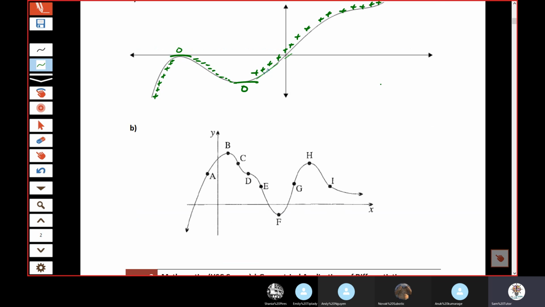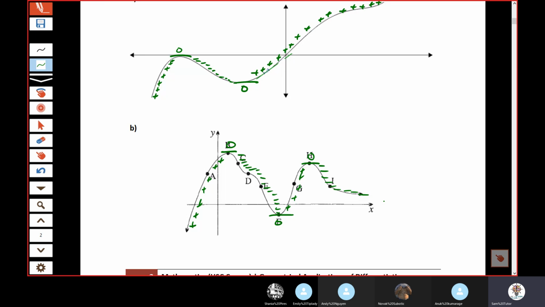Nice and easy. B, and we go again. Plus, plus, plus, plus, plus, plus, plus, 0, 0, negative, negative, negative, negative, negative, negative, negative, negative, negative, 0, and then obviously plus, plus, plus, plus, 0, negative, negative, negative, negative, negative. Sounds good? Anyone have any problems? No? Makes sense.